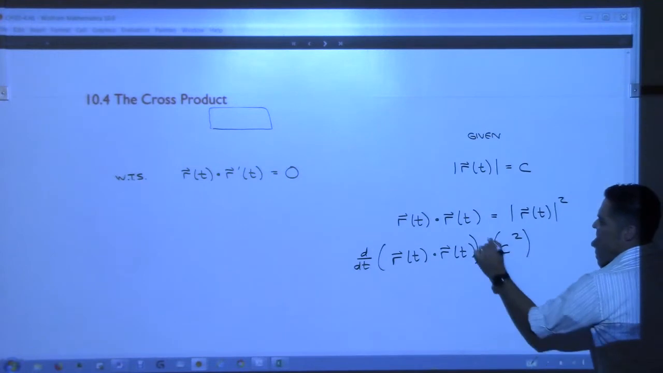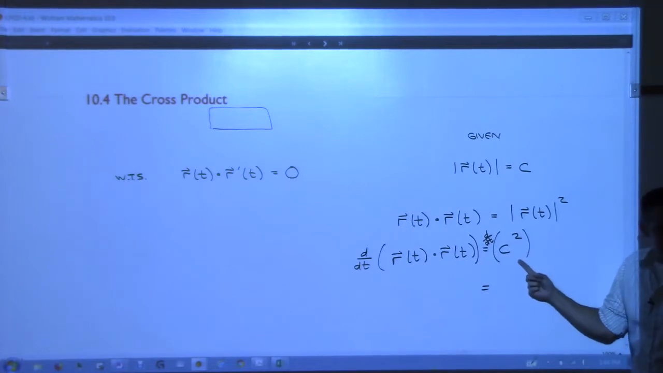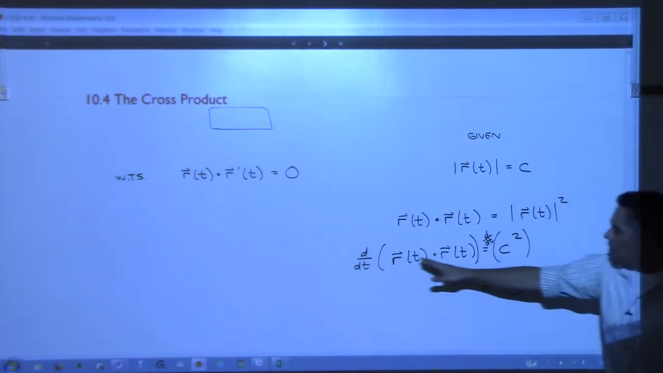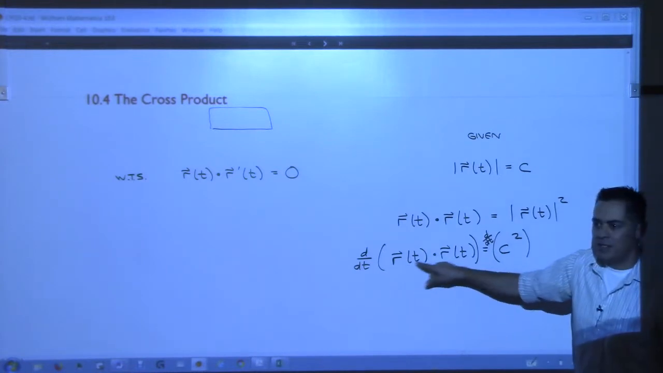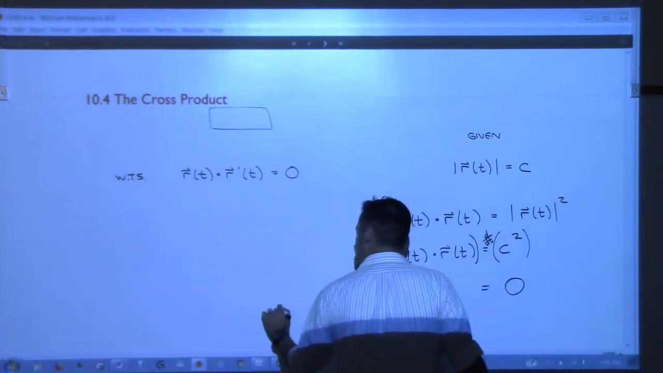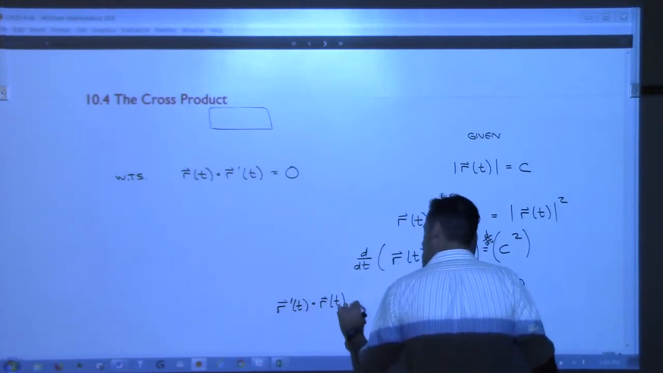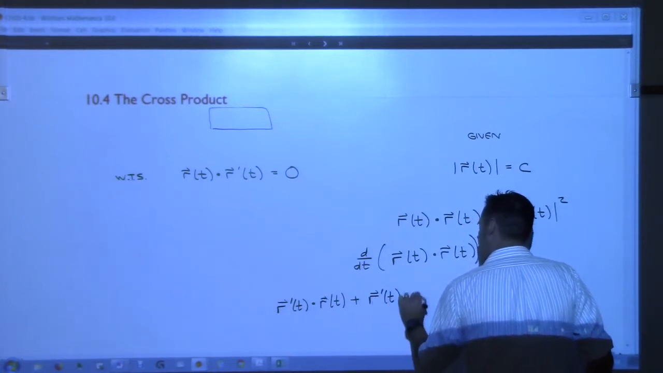on this side, take the derivative with respect to t. Well, the right side's nice, because C squared is a constant. And what's the derivative of a constant? Always zero. Now, what's the derivative of two vector functions being dotted? Well, it's the product rule: the derivative of this dotted with this plus the derivative of this dotted with that. So let me write that down. It's the derivative of r dotted with r(t), plus the derivative of r again dotted with r.